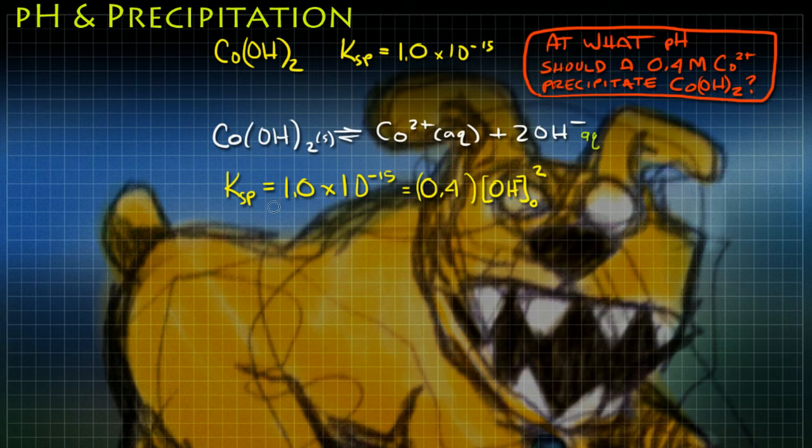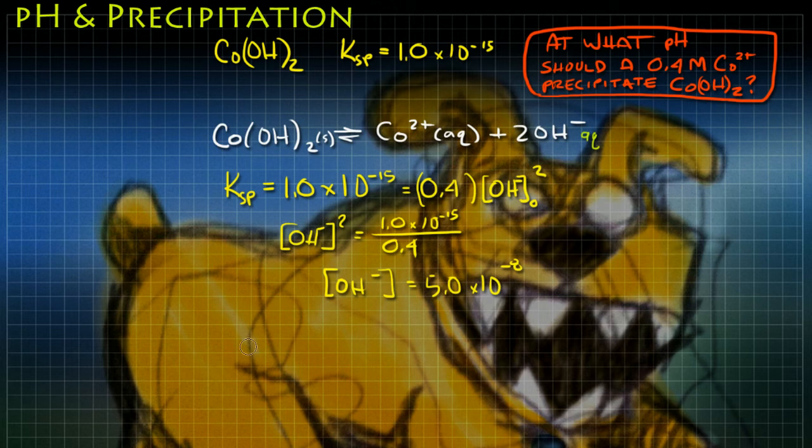So I'm going to solve for the OH concentration. Hydroxide squared is going to be equal to the solubility constant over 0.4. So I'm just solving for the OH. And if I take the square root of that, I get the concentration of hydroxide ions.